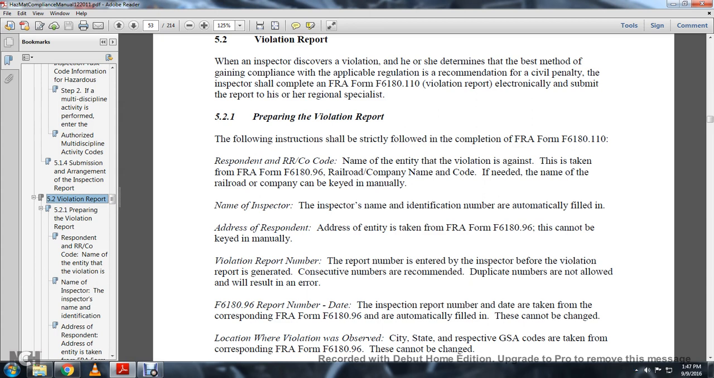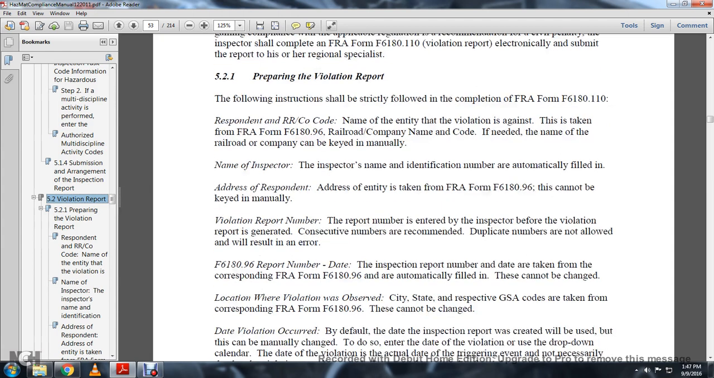5.2.1 Preparing the violation report. The following instructions shall be strictly followed with the completion of the FRA Form 6180-110. The respondent and the railroad company name and code number are taken from the FRA Form 96. If needed, the name of the railroad company can be keyed in manually. The inspector's name and identification number are automatically filled in. The respondent address for the entity is taken from the FRA Form 96 and cannot be keyed manually.